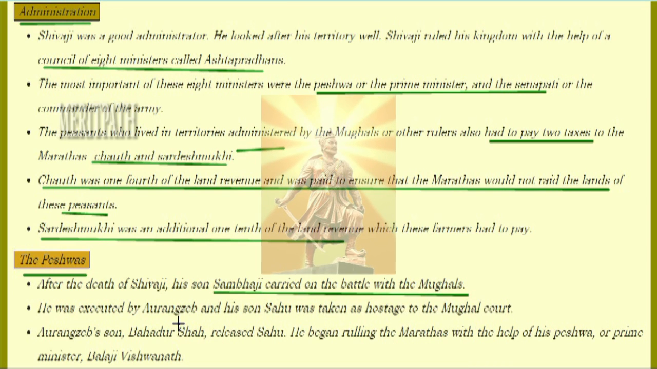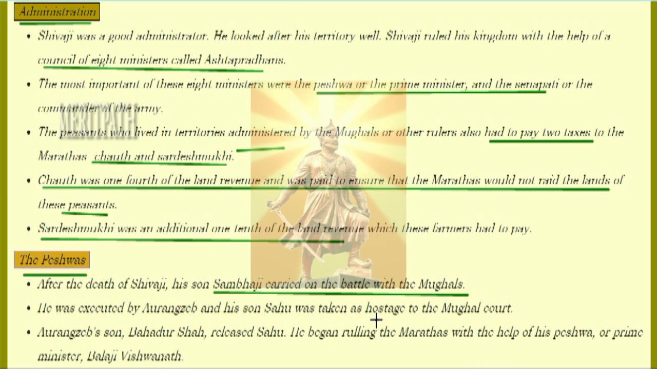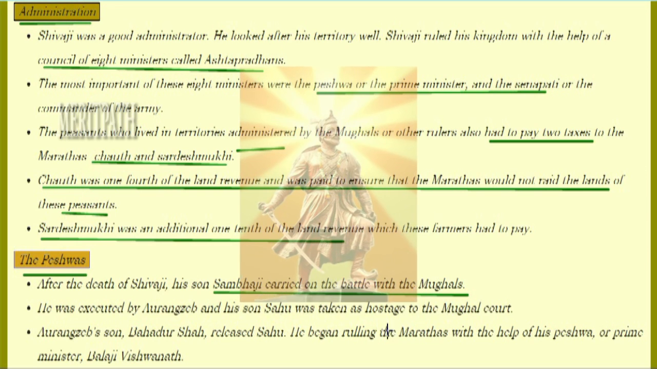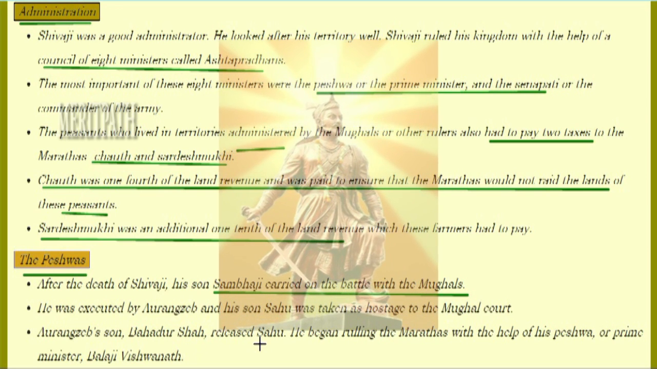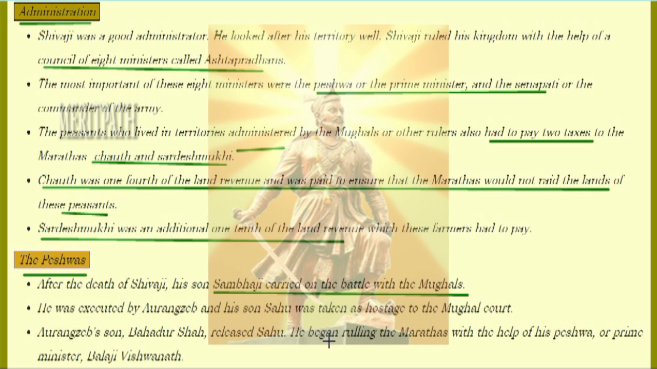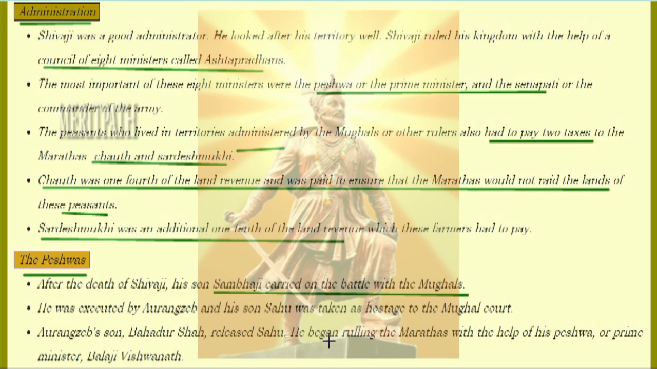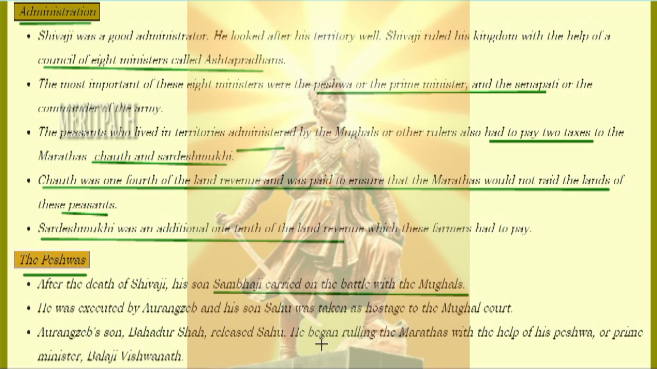The Peshwas. After the death of Shivaji, his son Sambhaji carried on the battle with the Mughals. He was executed by Aurangzeb, and his son Sahu was taken as hostage to the Mughal court. Aurangzeb's son Bahadur Shah released Sahu. He began ruling the Marathas with the help of his Peshwa or Prime Minister Balaji Vishwanath.